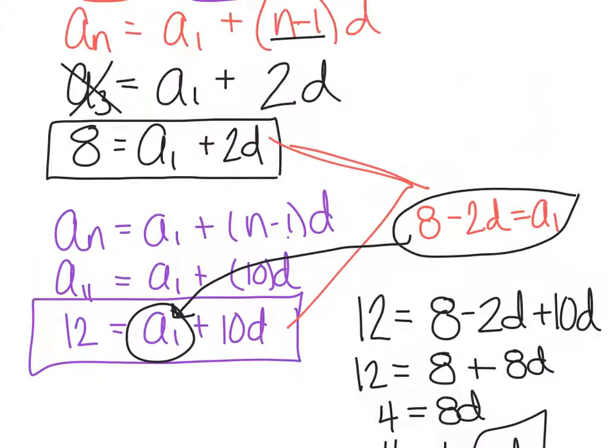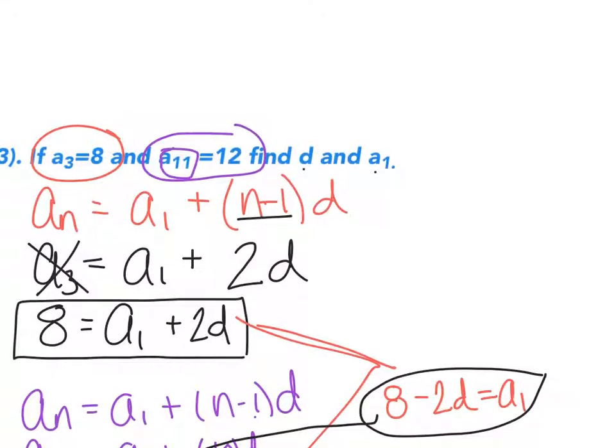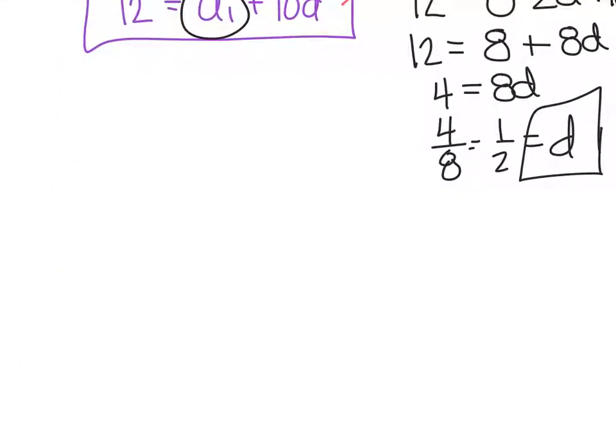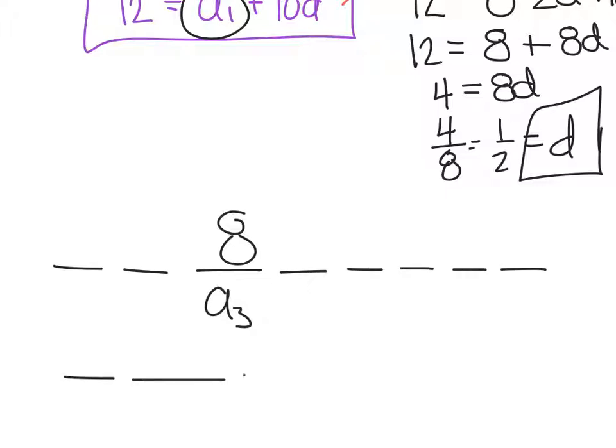So let's just take a quick refresher. The question said find d, which I just did, and a sub 1. So remember, I know 1, 2, 3. I know a sub 3, which represents the third term, is 8. 4, 5, 6, 7, 8, 9, 10, 11. And I know a sub 11 is 12.